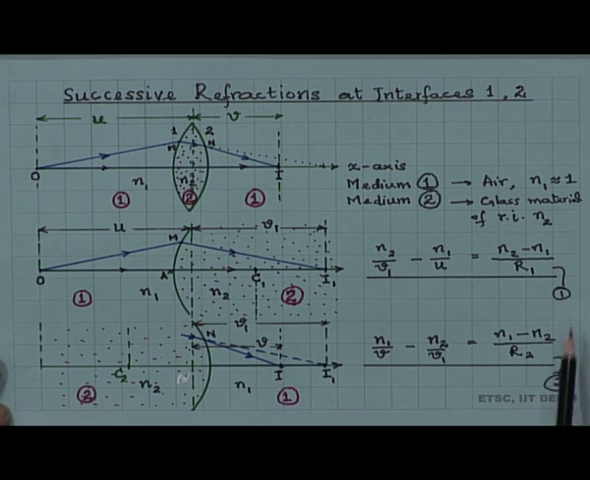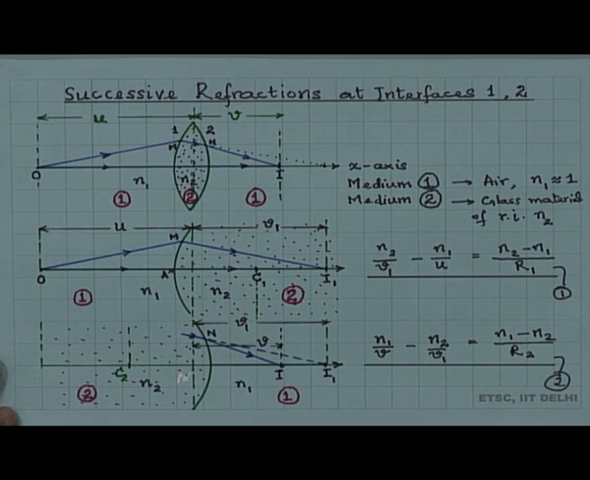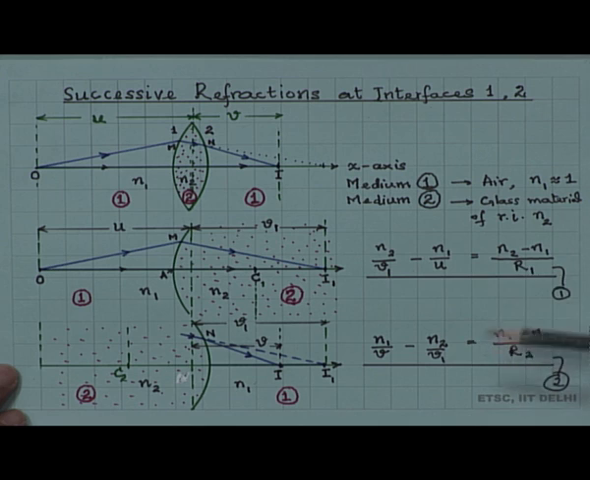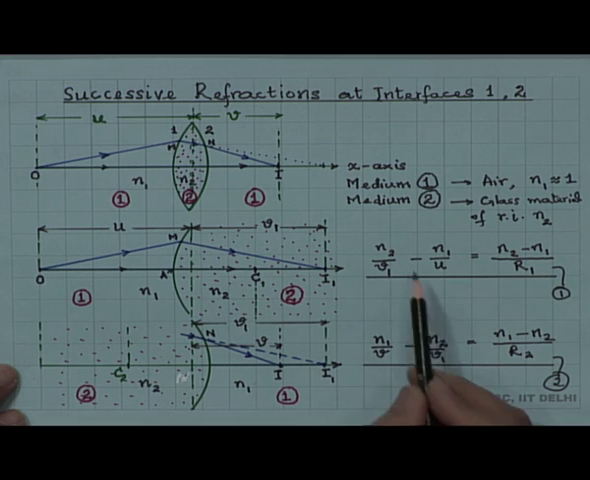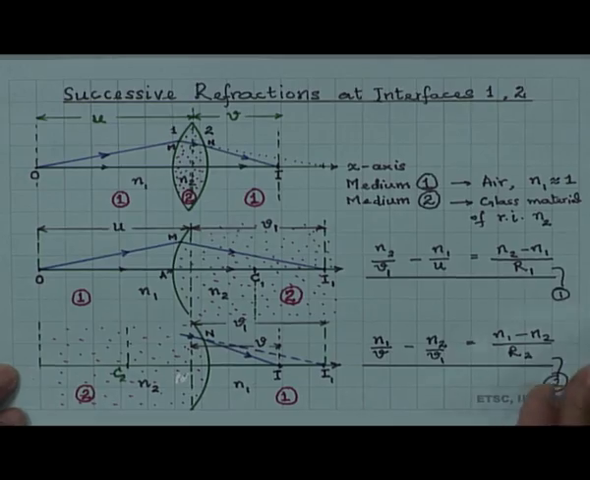So, equation 1 and 2: this equation is applicable to the first interface, and this equation is applicable to the second interface. Therefore, if we now add 1 and 2, this term is common, and with the negative sign, this term cancels off, and we will have n1 by V minus n1 by U is equal to n2 minus n1 with a negative sign, and that is what we get here.